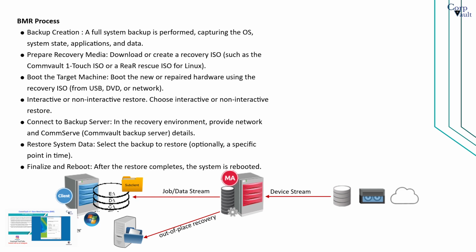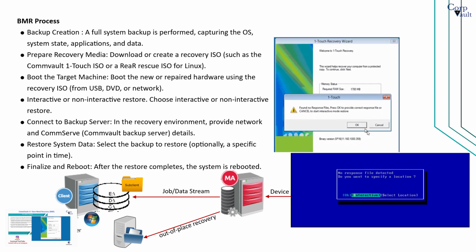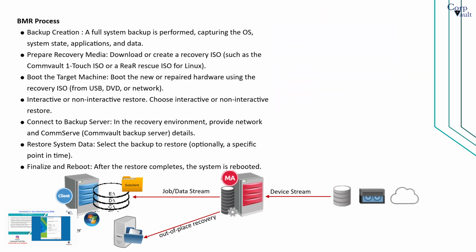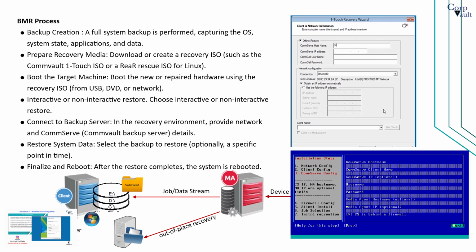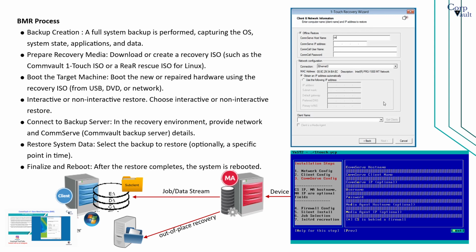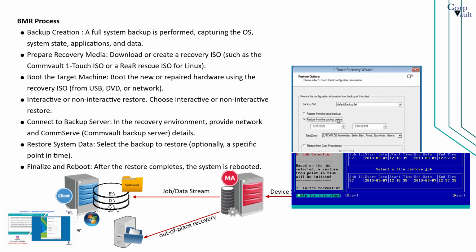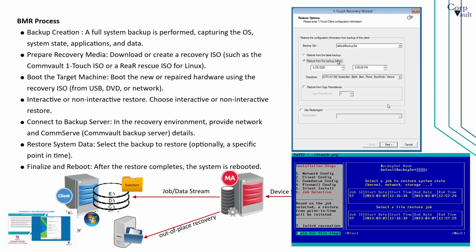Interactive or non-interactive restore. Choose interactive or non-interactive restore, that is, use a One Touch response file, or continue manually. Connect to backup server. In the recovery environment, provide network and Commvault backup server details. Authenticate with the backup server to access the backup data. Restore system data. Select the backup to restore, optionally a specific point in time.